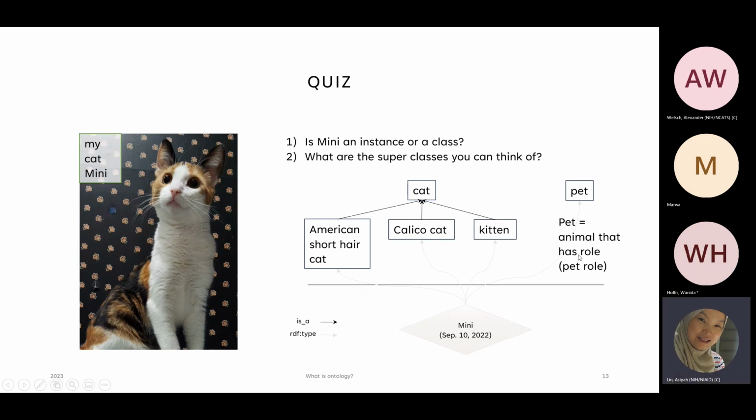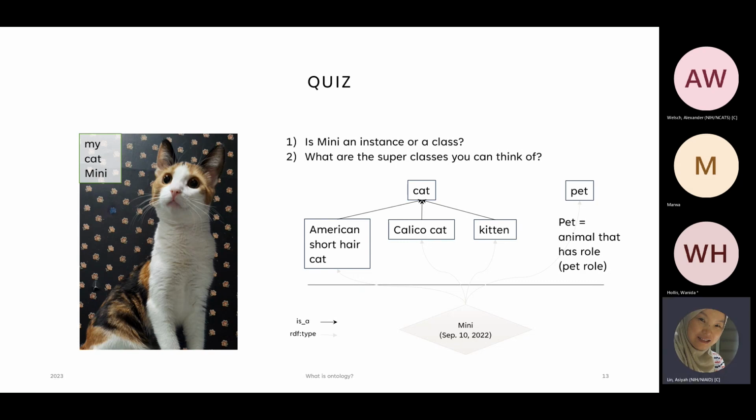So "has role" is a property, and the pet role is the object. There are triples. I have to introduce the triples concept next time. Triples: subject, property, and object. They always link three things together. In this case, animal is the subject, "has role" is the property, and pet role is the object. And pet is defined as equivalent to any animal that has a role that is a pet role.